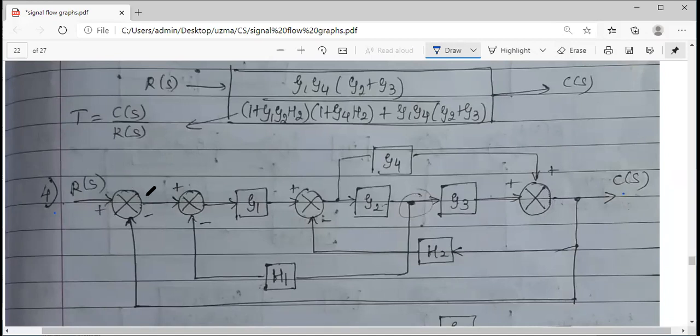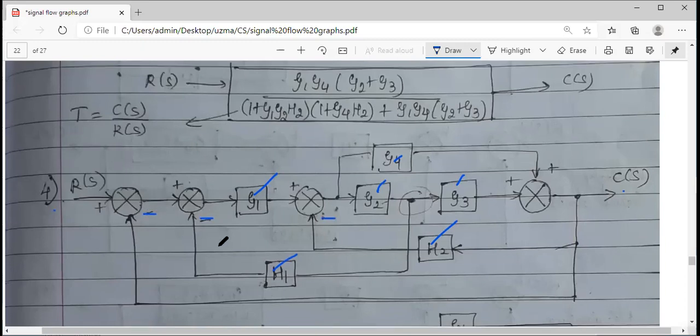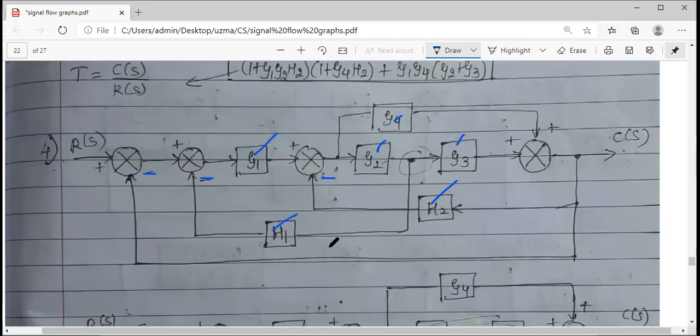So observe here what all things are given to you. You have G1, G2, G3, G4. So there are 4 blocks. You have 2 feedback loops. You can see there is a negative sign. 3 feedback loops actually. There is one more here. So there are 3, but here there is no block given. So it is unity gain feedback. And some summing points are also given to you. Observe the question of how we can start. Okay, that is the important thing.